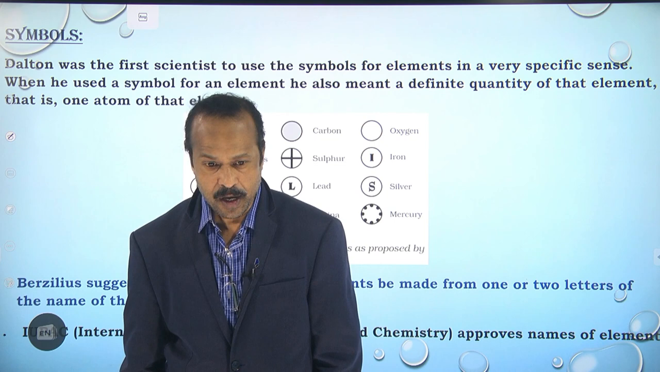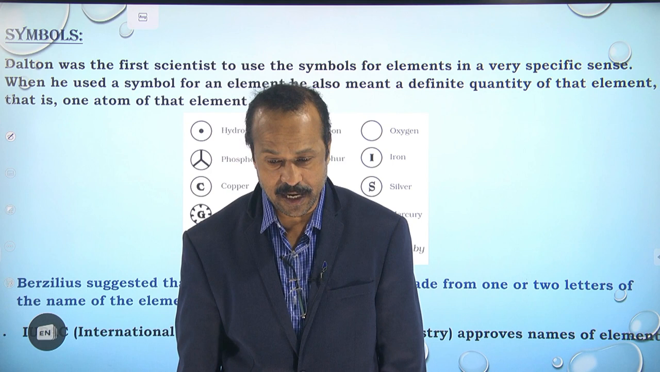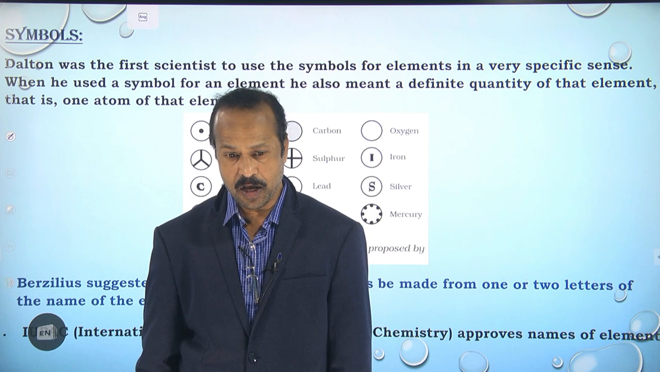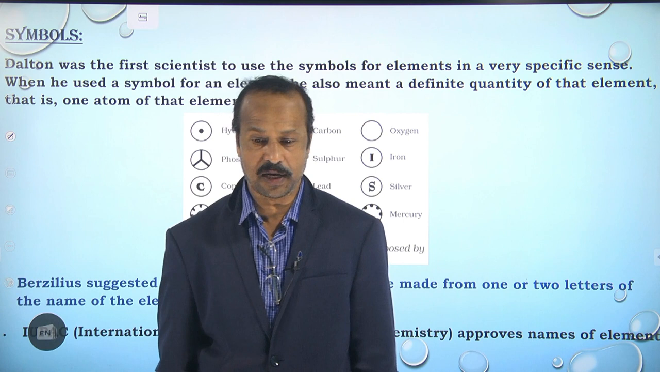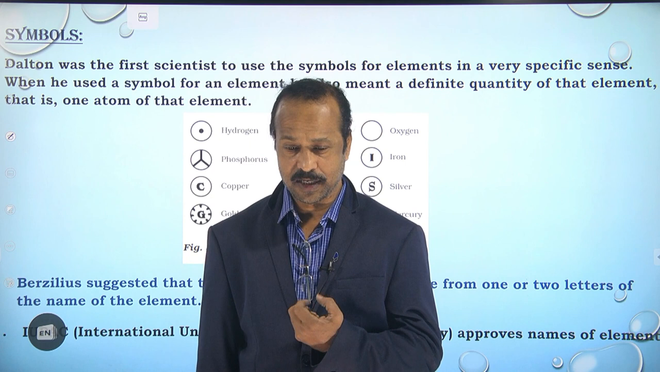Now here you know that, till now I have written that the hydrogen symbol is H, lithium symbol is Li, and sodium symbol is Na, and so on. But who first introduced these symbols to the elements? The first symbols were introduced by Dalton. Who introduced the symbols to the elements? Dalton. Dalton introduced the symbols of the elements, but those symbols are a little bit complicated.